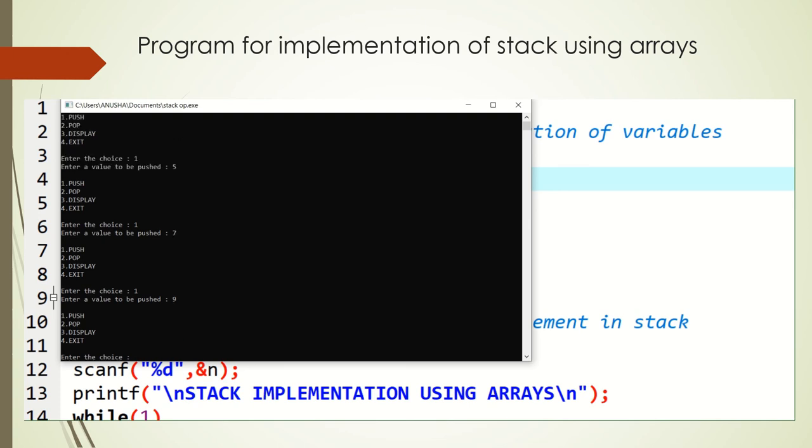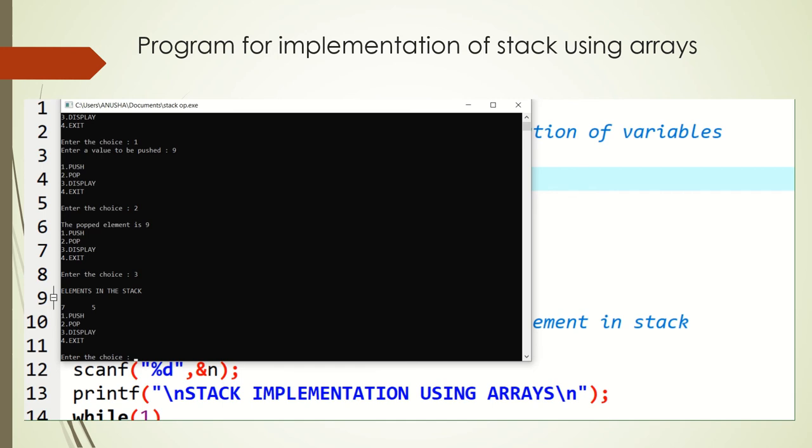Now I want to delete an element, so I choose choice 2, enter. Here we can see that the popped element is 9 because the topmost value of the stack is 9, so it is deleted first. Now I want to display the elements, so I choose 3. So the elements are 7 and 5.